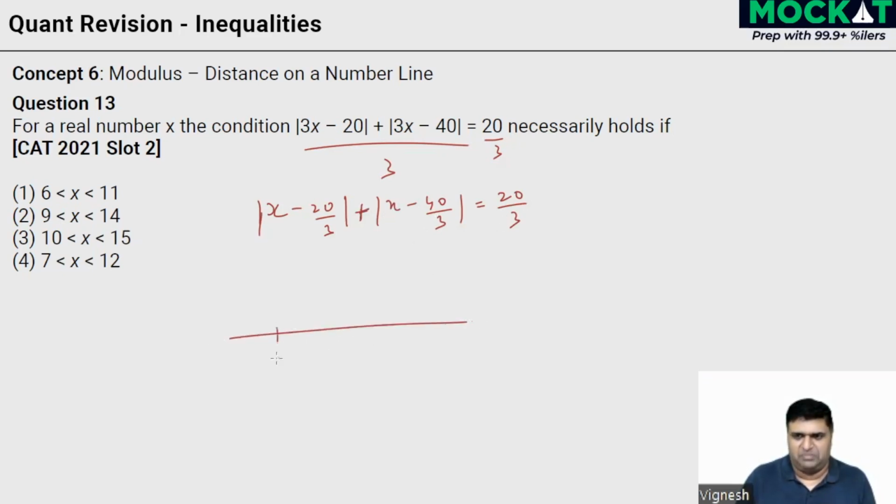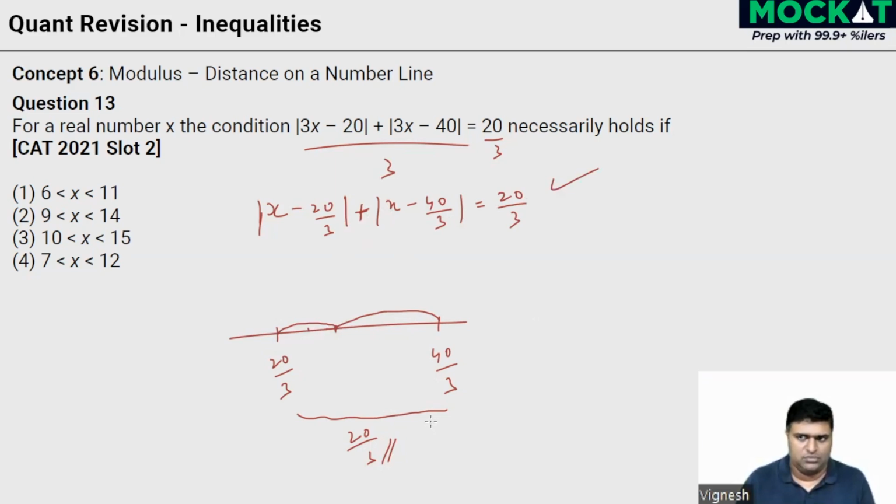Okay, let me put a 20 by 3. Let me put a 40 by 3. I have to find points such that the sum of the two distances is going to be 20 by 3. Now, if I find any point between the two, let's say I find this point, what is going to be the sum of the distances from 20 by 3 and 40 by 3? That's nothing but the total distance over here between the two. What is 40 by 3 minus 20 by 3? That's 20 by 3. That's the distance. So any point you find between them is going to satisfy this equation over here, right?